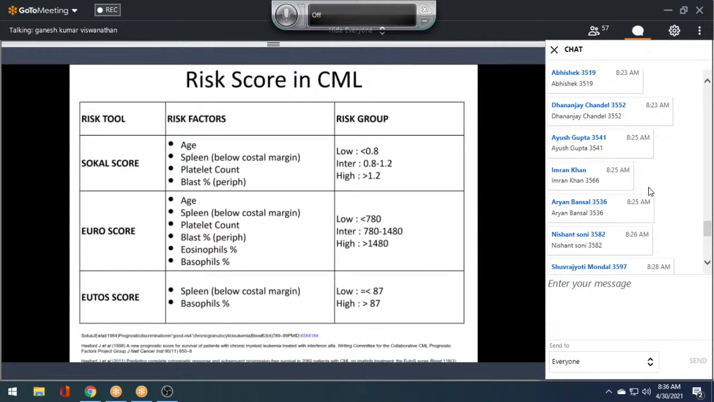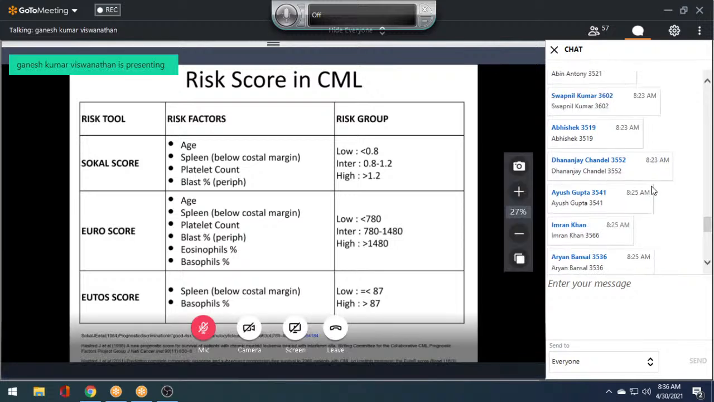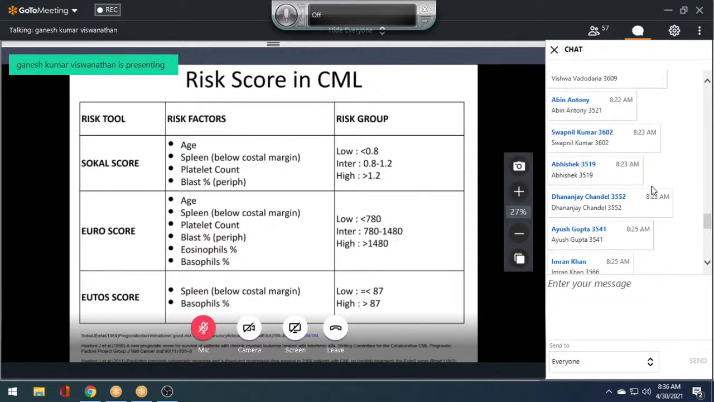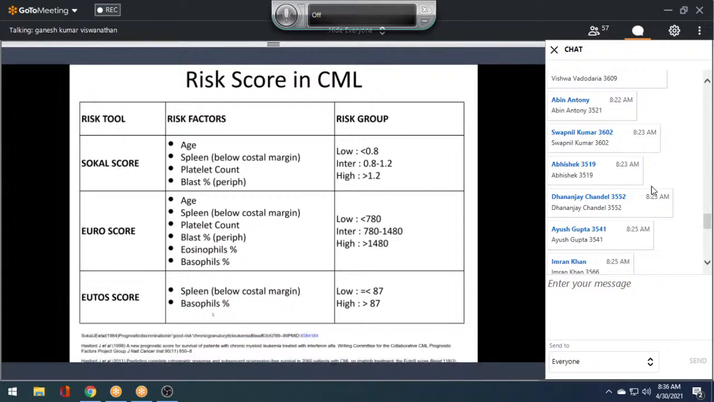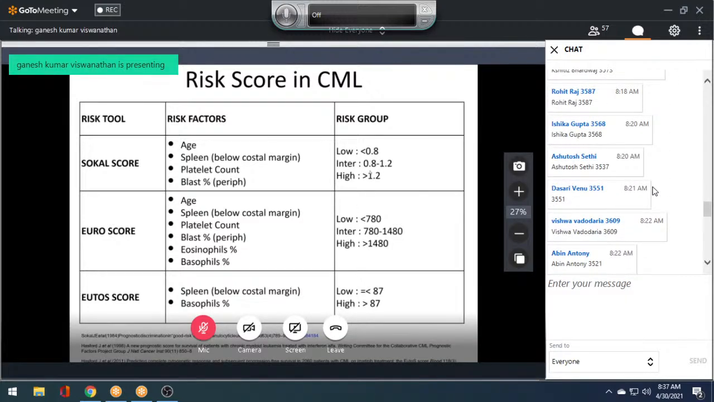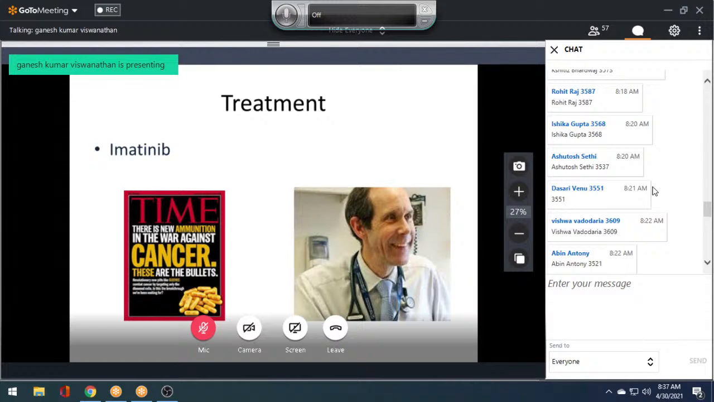First, when we diagnose this, we do all the investigations. We do a risk assessment, or a scoring of the disease. There are different types of score, which tell us the risk group. These are the so-called Euro, EUTOS, and other scores, and criteria like age, spleen, platelet count, and the blood counts are taken into account, and risk categorization is done. Based on low, intermediate, or high risk, we decide what type of therapy the patient receives.